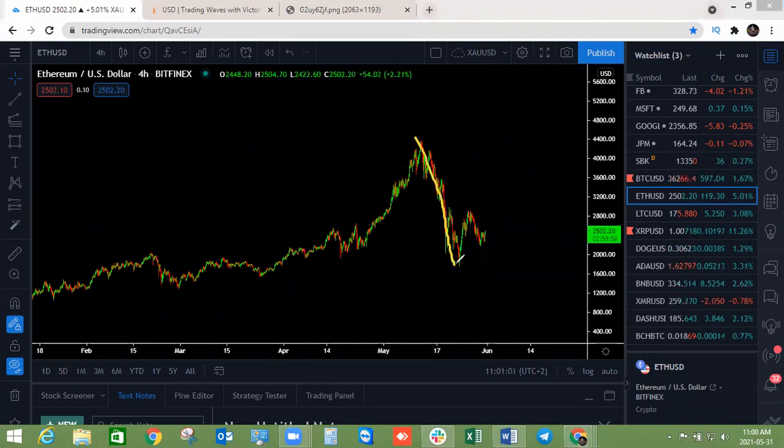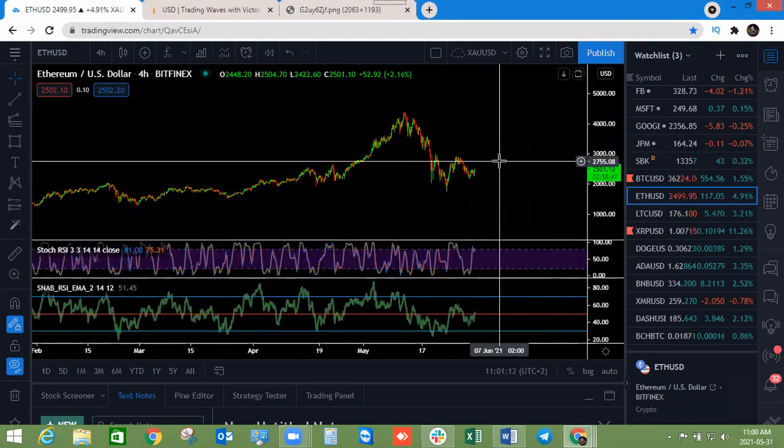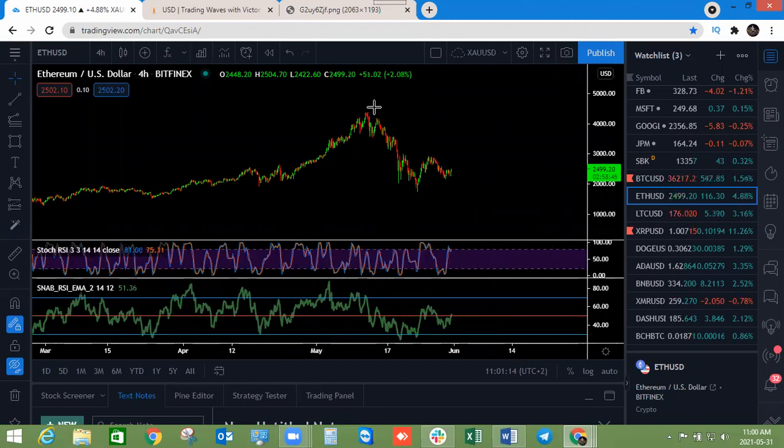That will be just the 50% of this whole move. If we get this here, that's the 50%. So that means we could still even have something like this on Ethereum. But for now, we're just going to look for the next immediate move. And the next immediate move on the 4 hour is not showing us anything.